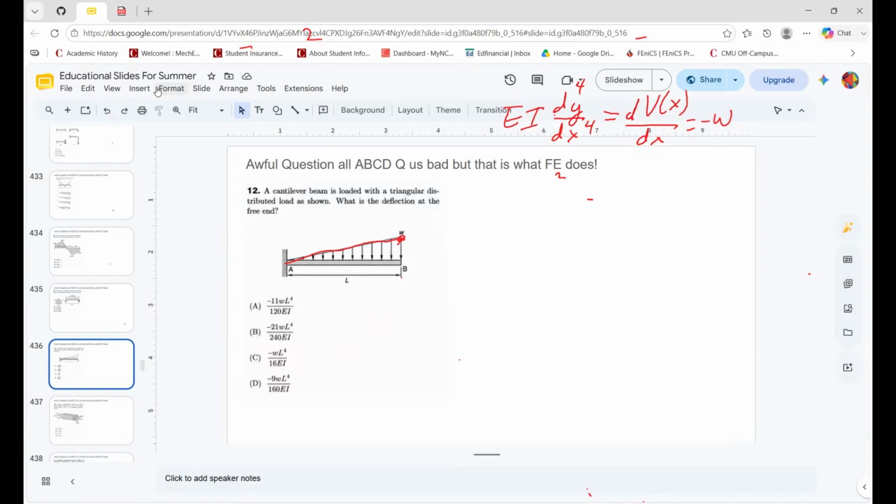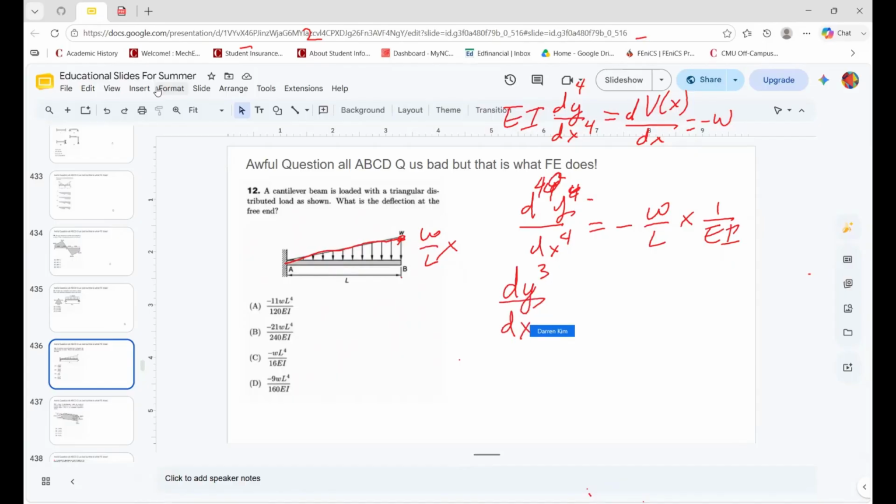This is not the traditional way, and I wouldn't recommend it to most people, but we can do d4y/dx4, and that equals minus omega over L times x, basically. Then we can do four integrals on this one, divided by EI. So we can do integral 1, which gives you d3y/dx3 equals negative omega over L, x squared divided by 2, times 1 over EI, plus C1.